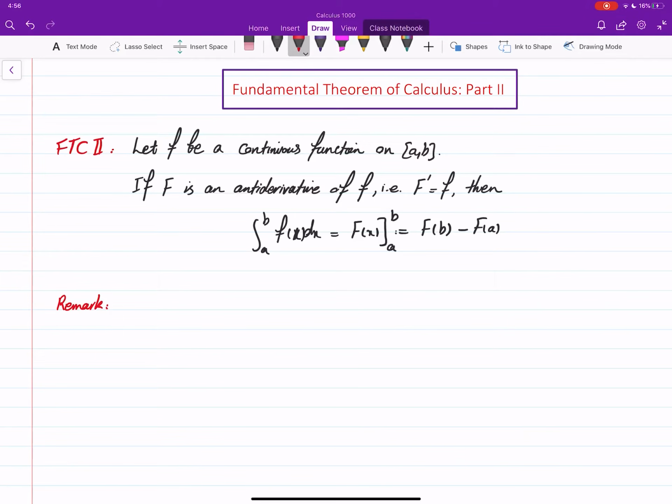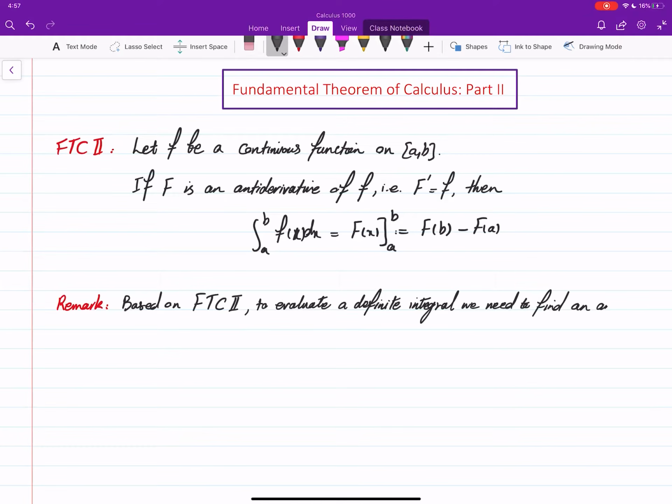So based on FTC part 2, fundamental theorem of calculus part 2, to evaluate a definite integral, we need to find an antiderivative of the integrand. And that's it. You don't need to be worried about anything else.